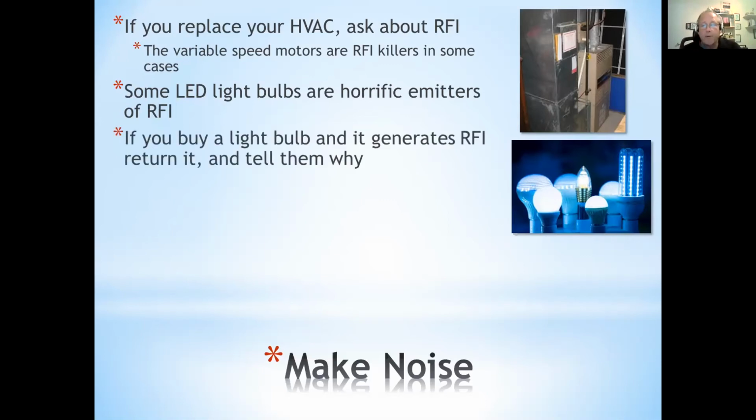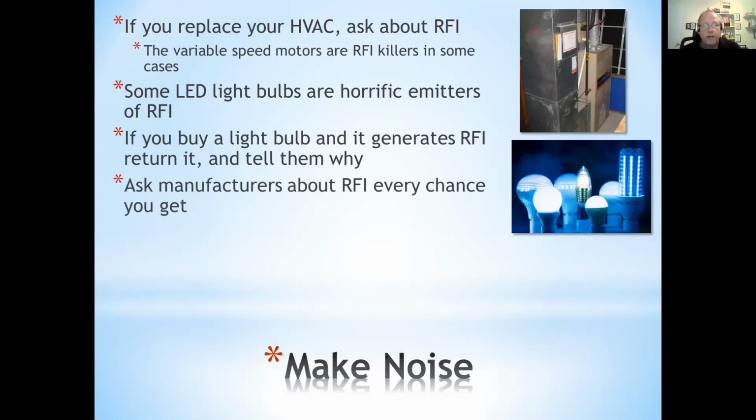If you buy a light bulb that generates RFI, return it and tell them why you're returning it. You're returning this thing because, yeah, it puts plenty of light out, but it puts not only light out, but RF hash. Every time you buy something, if you have enough time, ask them about its susceptibility to RFI, right? We don't want our 40-meter signal to start turning on our washing machine, and yet that's where we're headed with this Internet of Things.